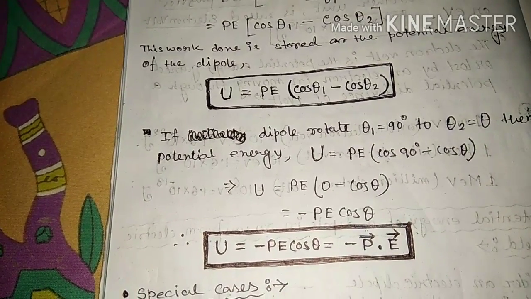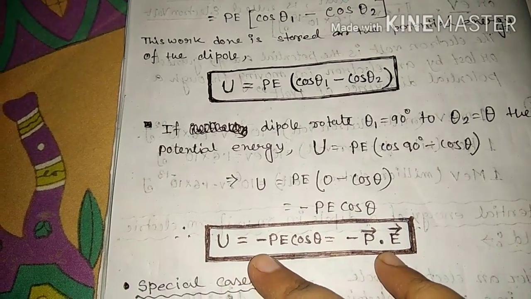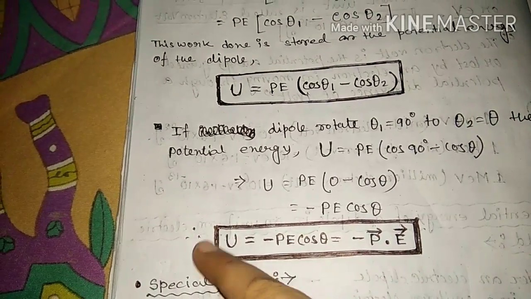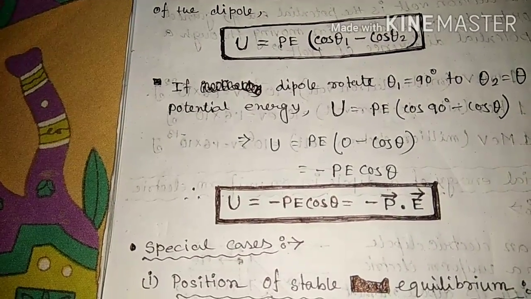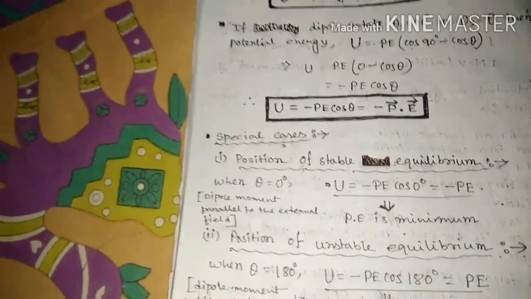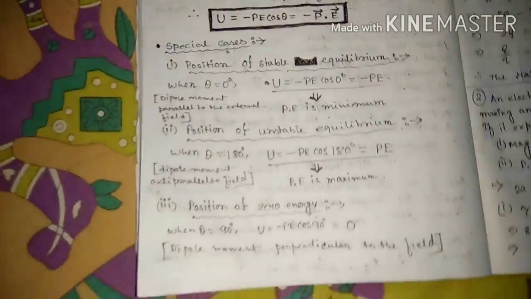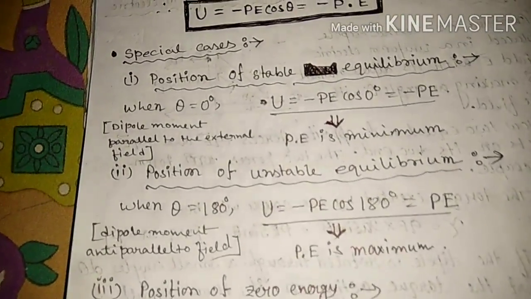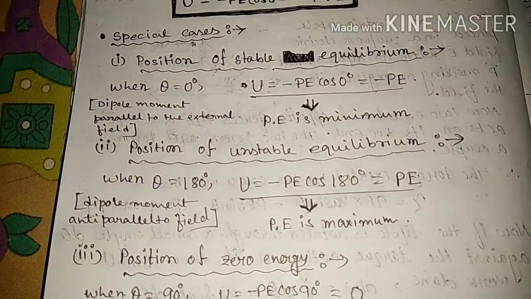So potential energy is a scalar quantity. From this expression we can understand potential energy is a scalar quantity, not a vector quantity, because the dot product between two vectors gives a scalar quantity: minus pE cos theta or minus p dot E. Now it has some special cases, depending upon the value of theta: stable equilibrium, unstable equilibrium, that is when the potential energy is minimum, when it is maximum, and when it is 0. These are the three special cases.